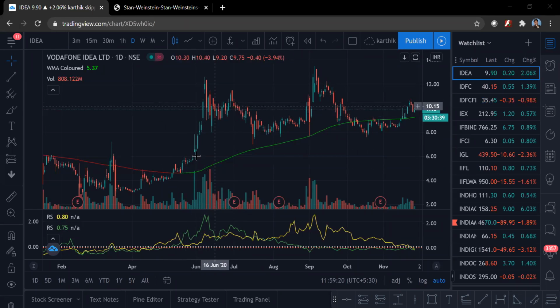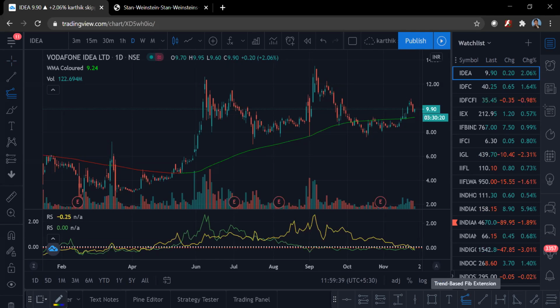This is the move that we got when such a thing happens. Because when Nifty moves a little, the stocks that are performing better than Nifty give a huge move. And you guys asked me about my tool that I used on the chart previously. It is called trend-based fib extension.